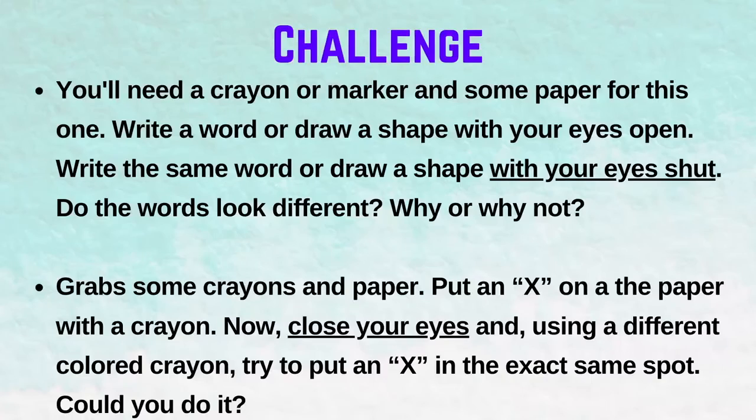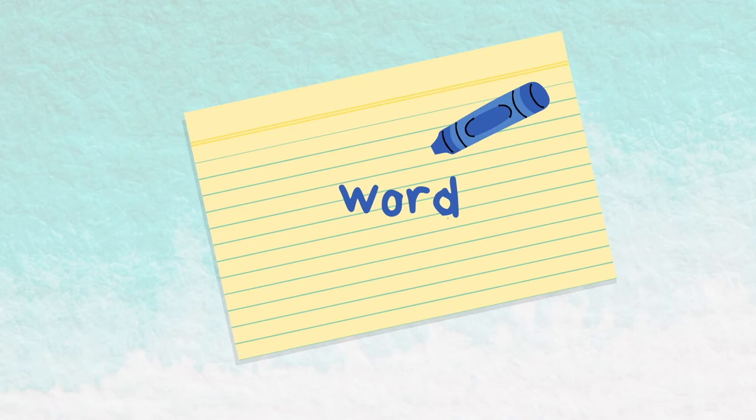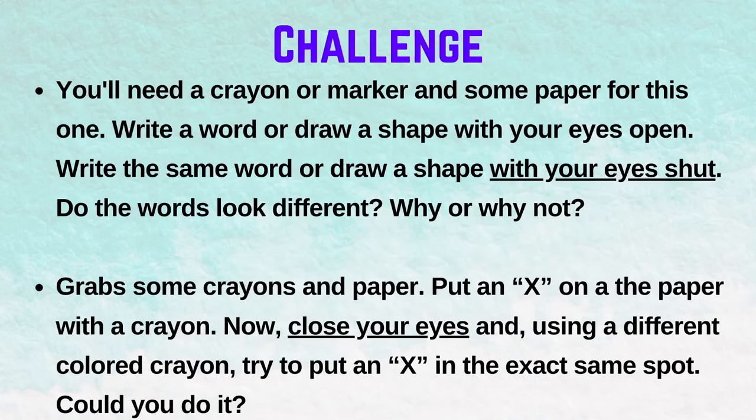Okay, so for these next two challenges, you're going to need a crayon or marker and some paper. You'll need to write a word or draw a simple shape with your eyes open. Just a short word or a simple shape. Write the same word or draw a shape with your eyes shut. Okay, do the words look different? Why or why not?